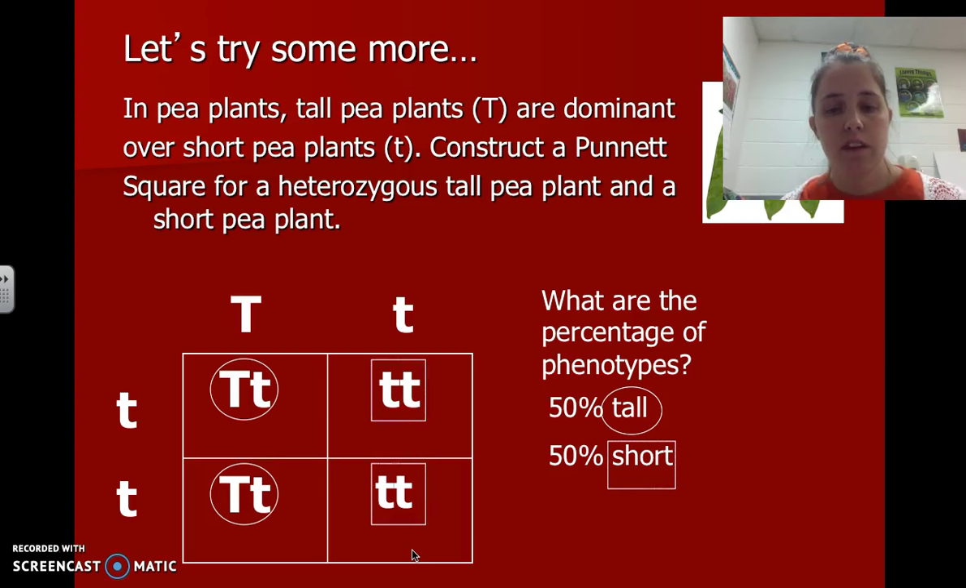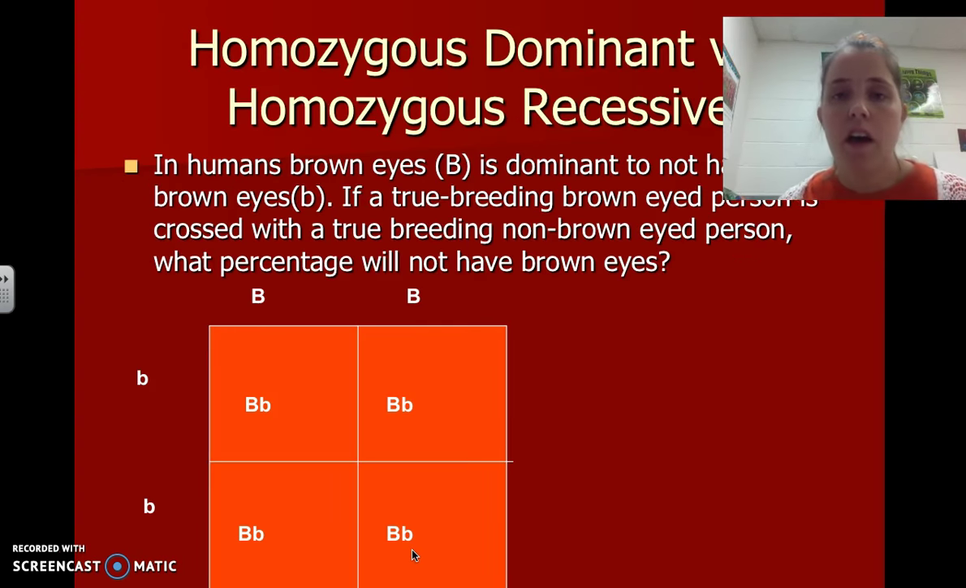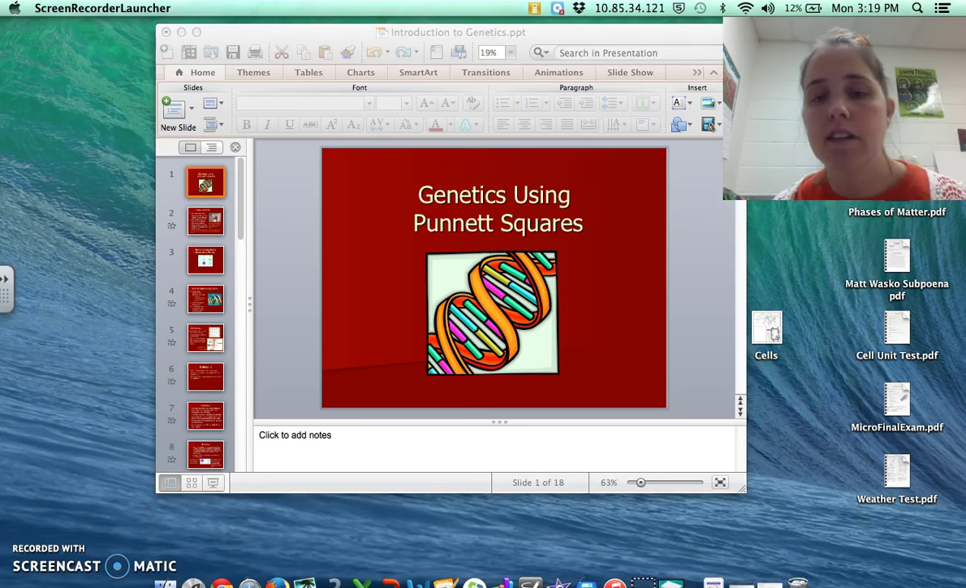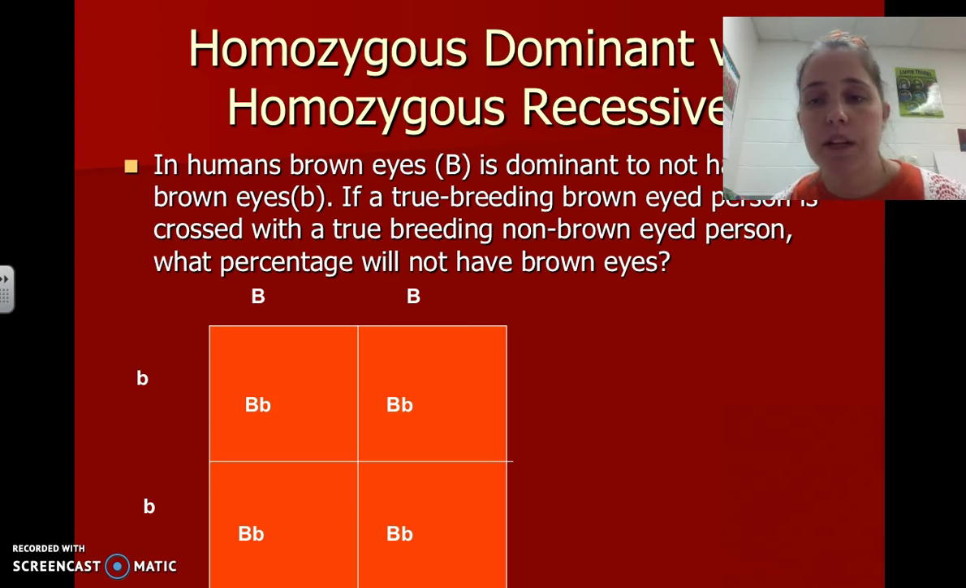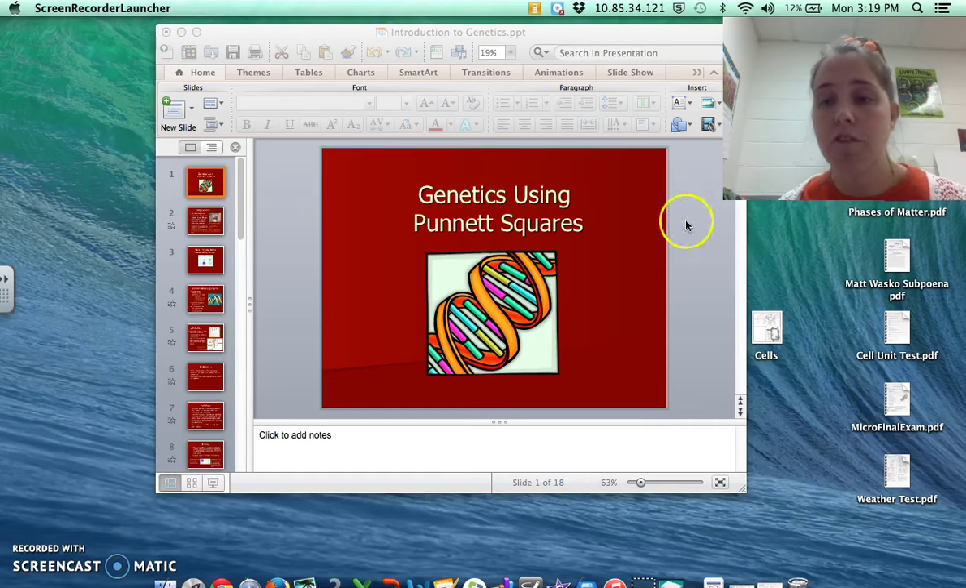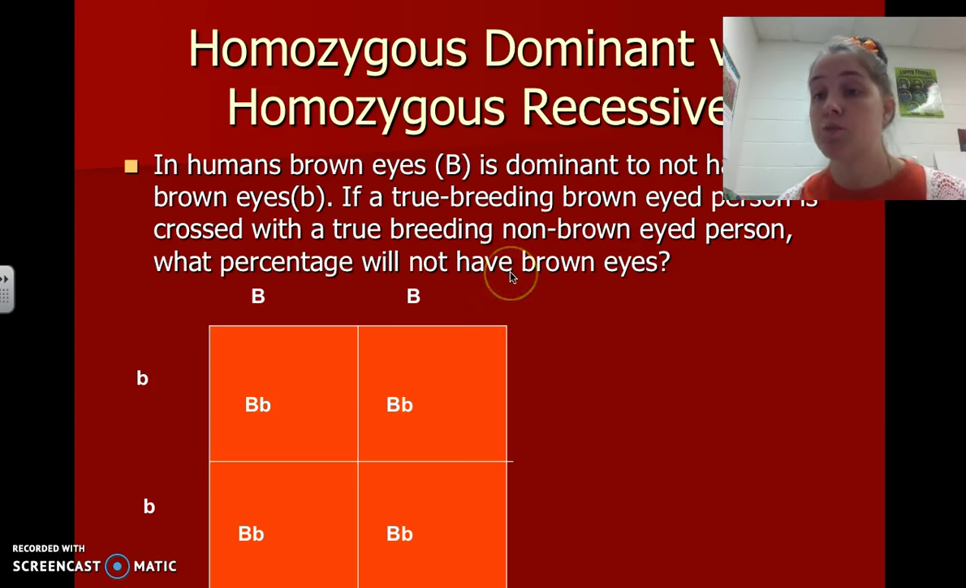Okay, tall and short. All right, so now let's look at a homozygous dominant versus a homozygous recessive. In humans, brown eyes, big B, is dominant to not having brown eyes. If a true breeding brown-eyed person, remember that means a homozygous dominant person, is crossed with a true breeding non-brown-eyed person, remember that means homozygous recessive, what percentage will not have brown eyes? So what percentage will show the recessive trait?